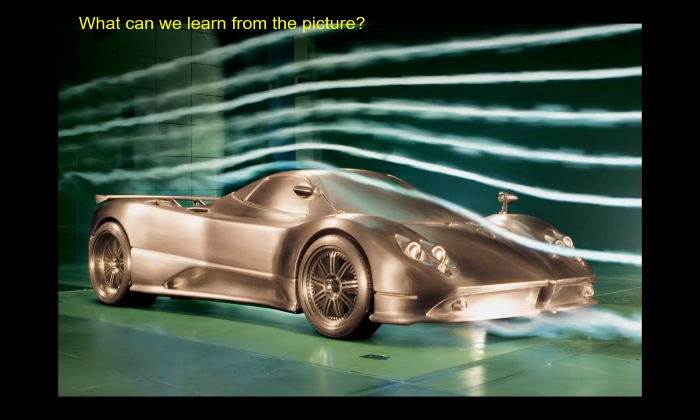All right, so let's take a look at this image. You can tell it's some sort of a model car inside of a wind tunnel. And what are some of the things that you can learn from this image? It's just a single moment in time, but can you tell which direction the wind is flowing from this image? What would you determine from the image? Is the wind going from the left to the right, or from the right to the left?